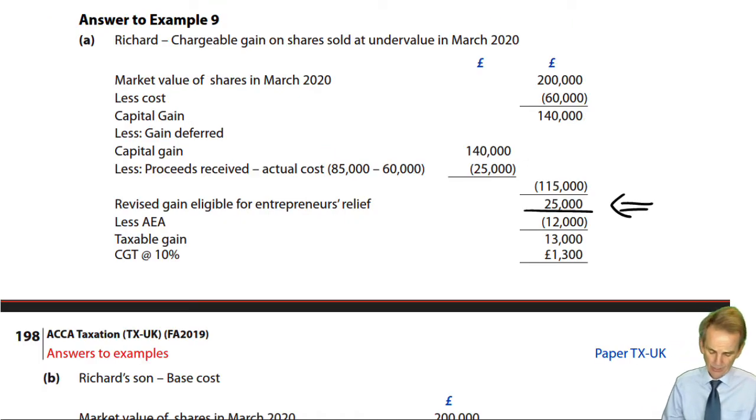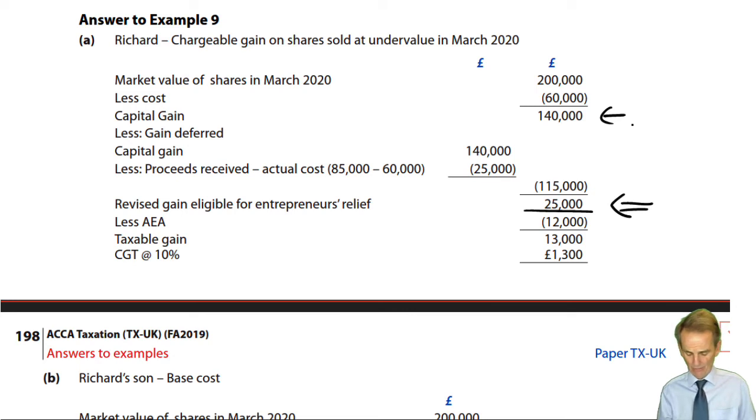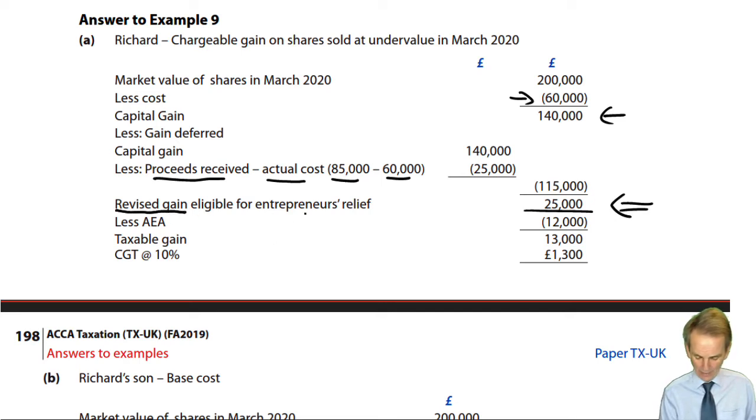Okay, let's see how we fared with this example, Richard, example 9 here. Again, remember two parts. Calculate the gain based on market value. That gain, £140,000. The question is, how much of that gain is going to be eligible for gift relief? The bit that won't be eligible for gift relief is the amount by which the actual proceeds received exceed the actual cost. Well, we know the cost from this calculation here is £60,000. The actual proceeds, you're told, are 85. So £25,000 of the £140,000 gain remain chargeable. So the revised gain here, albeit eligible for ER, this was not a part of the question as set. But the revised, the chargeable gain, so far as Richard is concerned, would be £25,000.